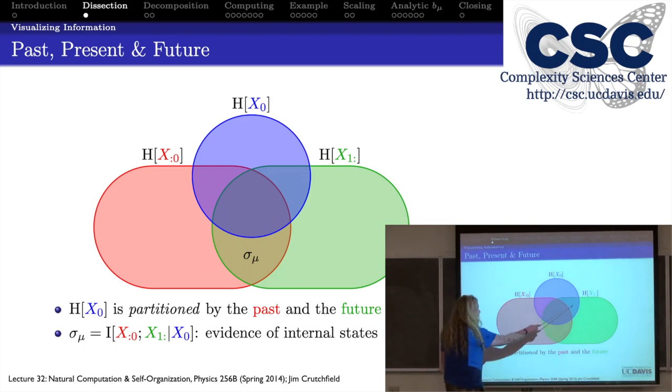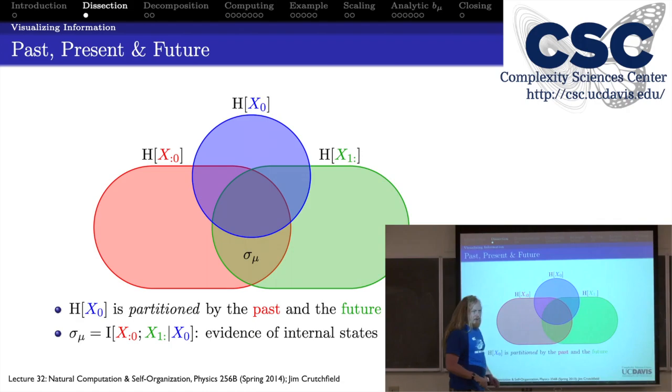B mu is this piece and R mu is this piece. The difficulty with calculating them, just like the difficulty with calculating the excess entropy, is that this and this are infinite random variables. These circles are infinite in size, so it's very difficult to calculate the difference between them, these overlaps, when we have infinities to work with.